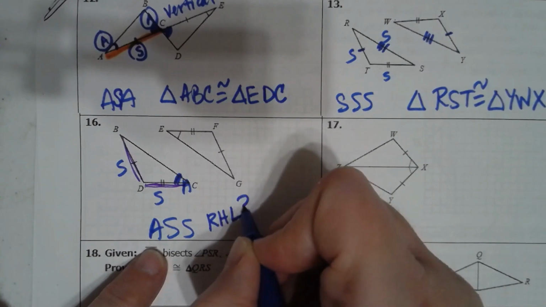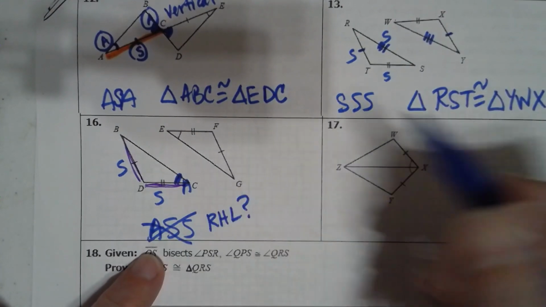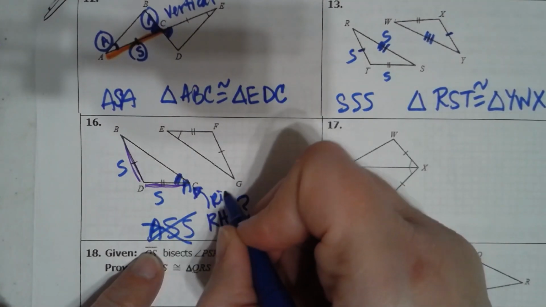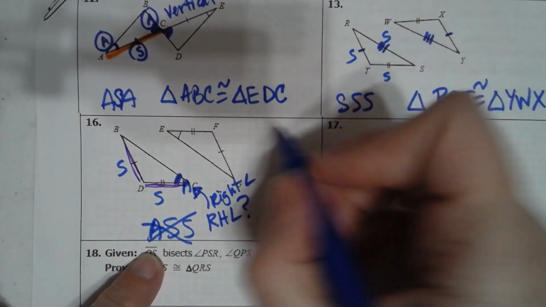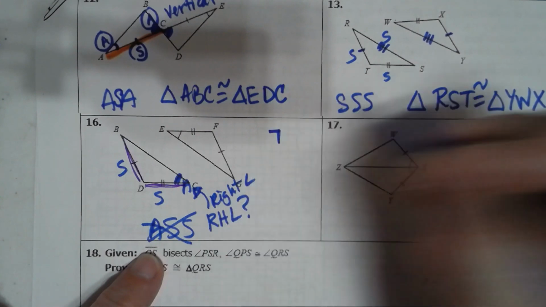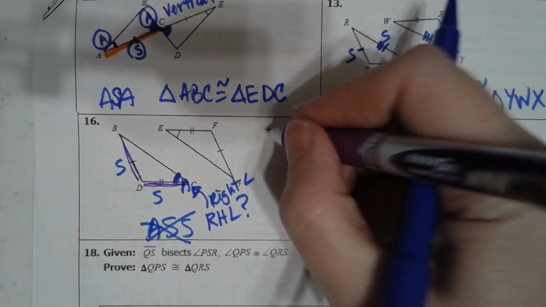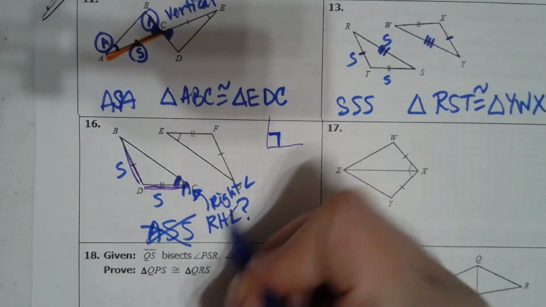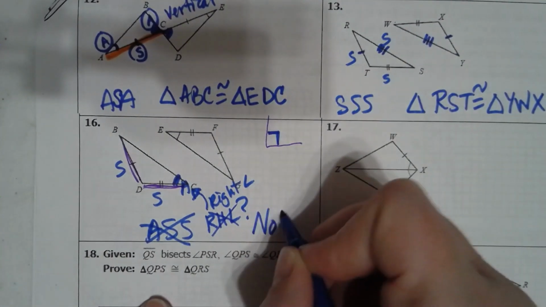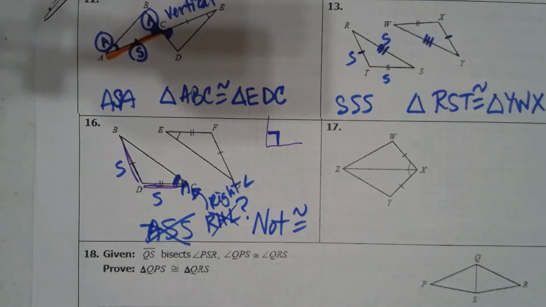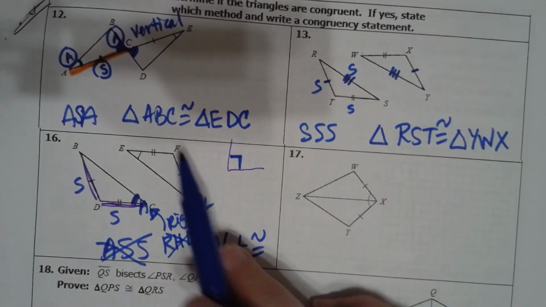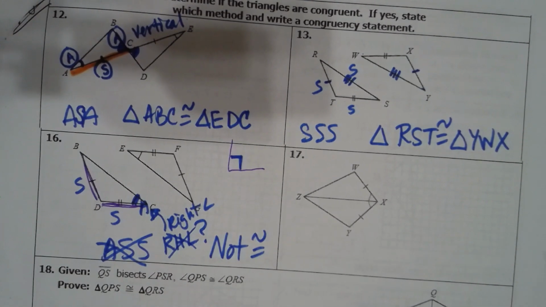Can we change this to RHL? Is this a right angle? Is that a right angle? No, because the symbol for right angle is the little box thing, right? This is a right angle, has that little 90 degree, like the little chair in it. So this is not RHL. This is not congruent. This is nothing. And since it's not congruent, we don't have to write the congruent statement.